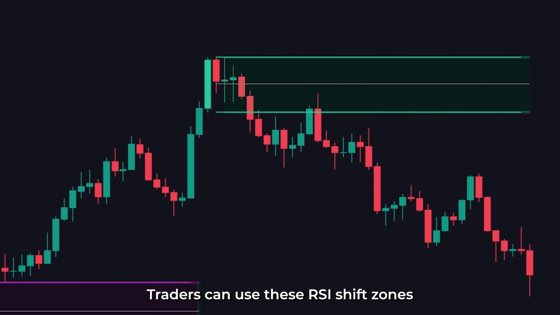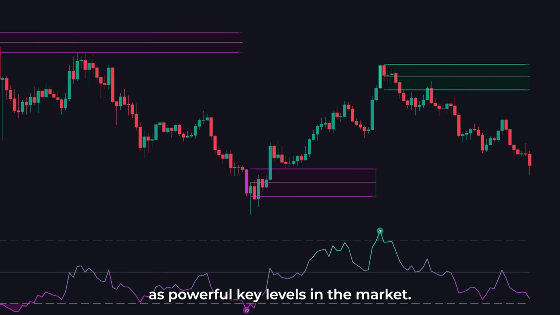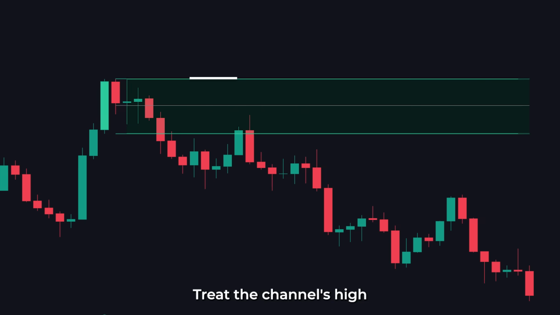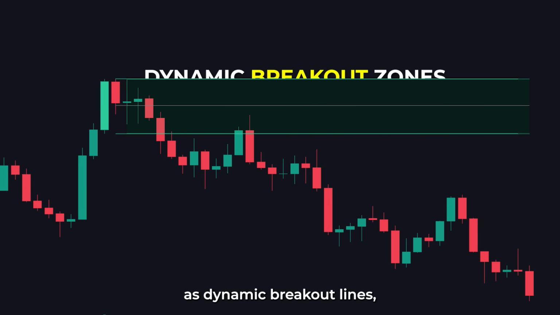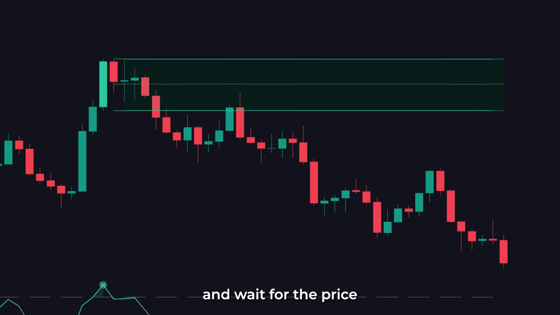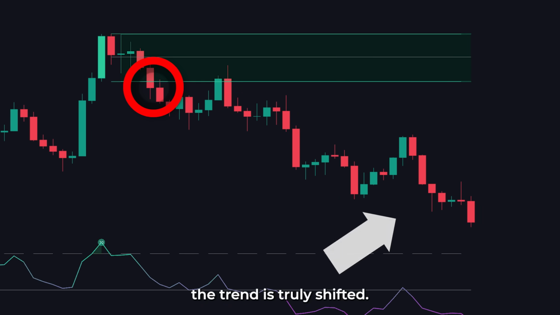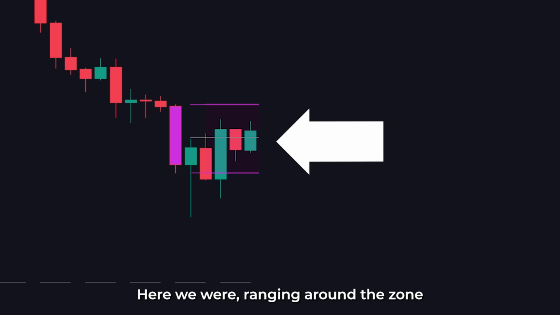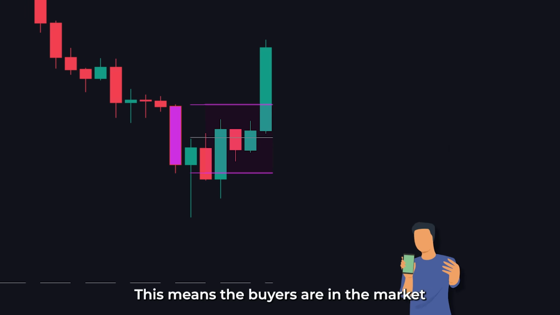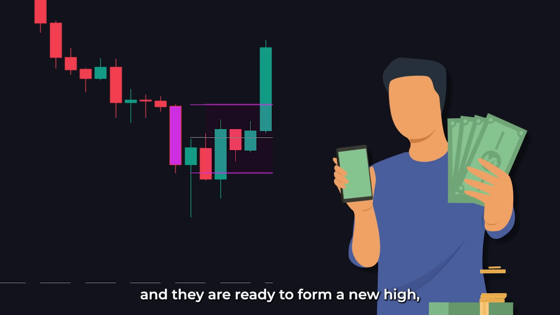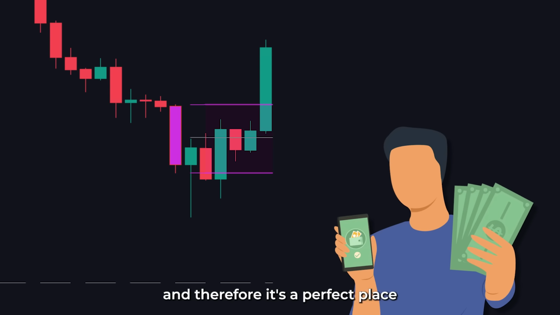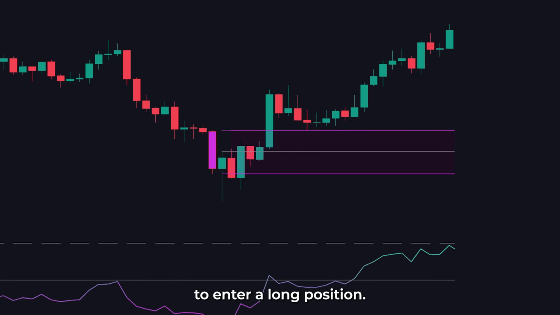Traders can use these RSI shift zones as powerful key levels in the market. Treat the channel's high/low boundaries as dynamic breakout lines and wait for the price to cleanly break above these levels to confirm the trend has truly shifted. Here, we were ranging around the zone, and then we see a breakup. This means the buyers are in the market and they are ready to form a new high, and therefore it's a perfect place to enter a long position.